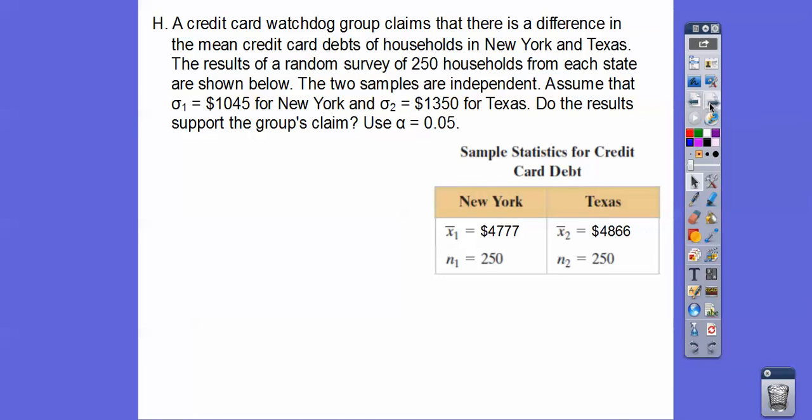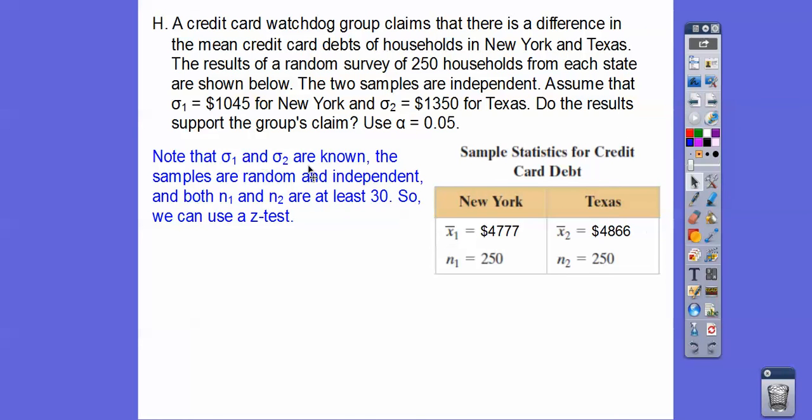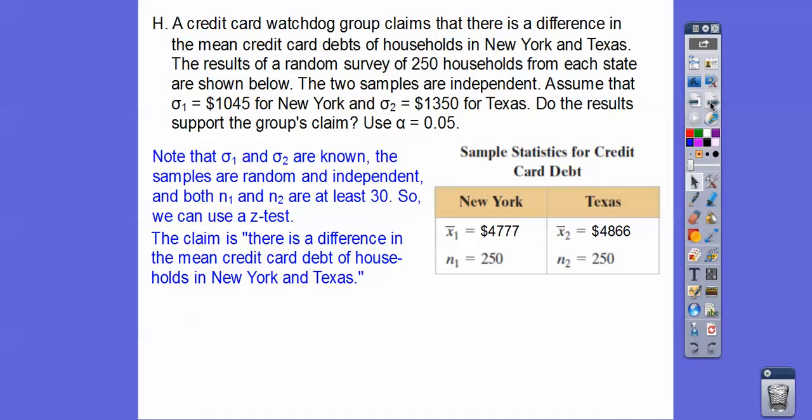Okay, let's state the conditions, you guys. They gave us the population standard deviations, so they're known. It said that they're random and independent, and both sample sizes are greater than or equal to 30, so we can go ahead and proceed with the z-test. The claim is that there is a difference in the mean credit card debts, so that means not equal to. That's going to be our claim, so our null is going to be equal to. Okay, so there's our null, there's our claim, not equal to, so can we reject the null?